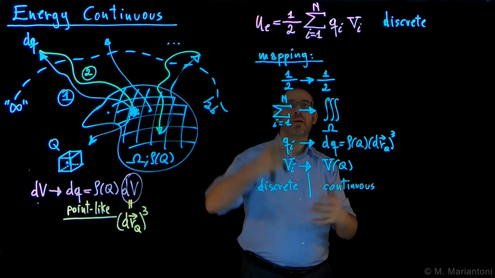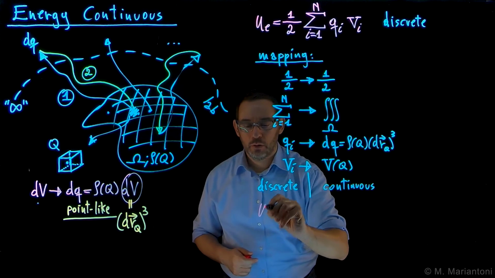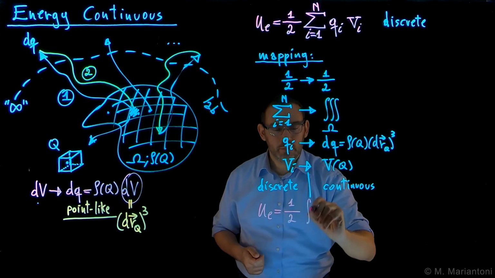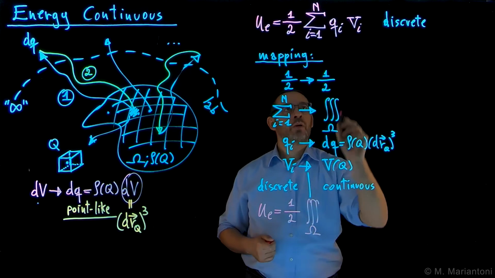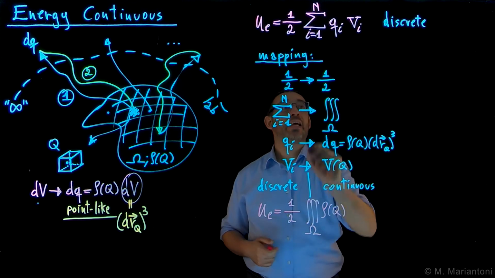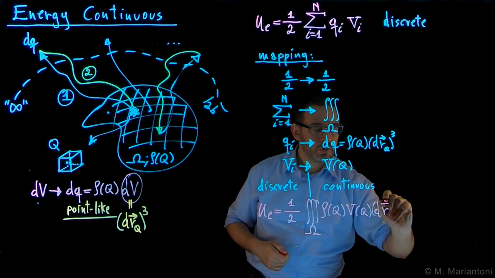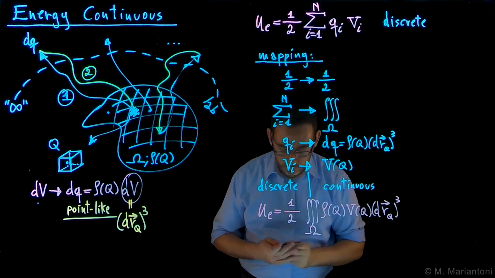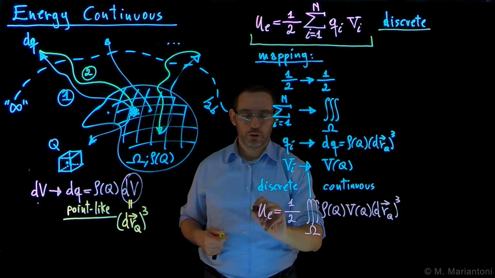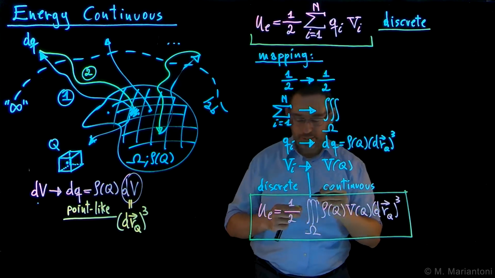Great! With this mapping in mind, we can readily generalize this to the continuous charge distribution. UE is equal to 1/2, which remains 1/2. The sum is the integral over capital Omega. Qi becomes dq, which is rho of capital Q, times Vi, which is V of capital Q, integrated over d^3 capital Q. Excellent. So we began from this discrete charge distribution to obtain a continuous charge distribution electrostatic energy.